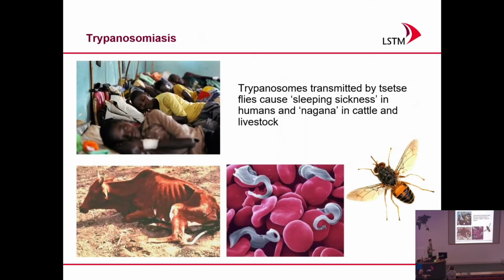So I've mentioned animal trypanosomiasis and human African trypanosomiasis. So yeah, there are two different kinds. Both are transmitted by tsetse fly. So there's the human sleeping sickness and the animal version, which affects cattle and livestock and is called Nagana.